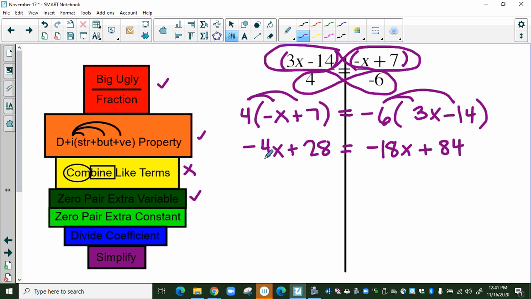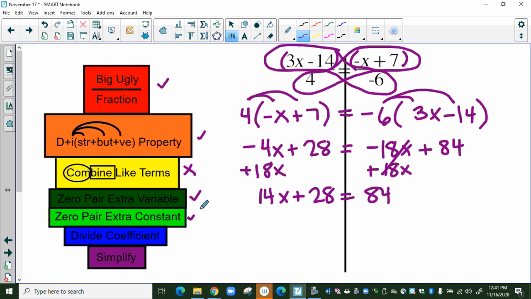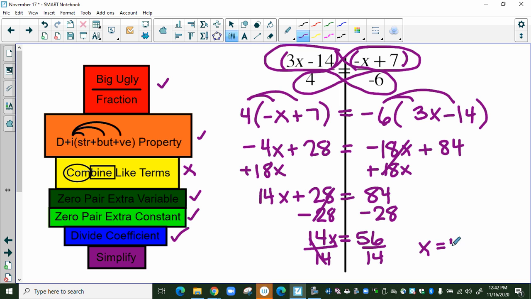I do have extra variable because here's a -4x and here's a -18x. I will zero pair the smaller one. This will be 14x plus 28 equals 84. I will zero pair my extra constant, which is this 28 by subtracting. I can't talk right today, guys. And this is going to give me 56. And then I'll divide by my coefficient. And x is equal to 4.